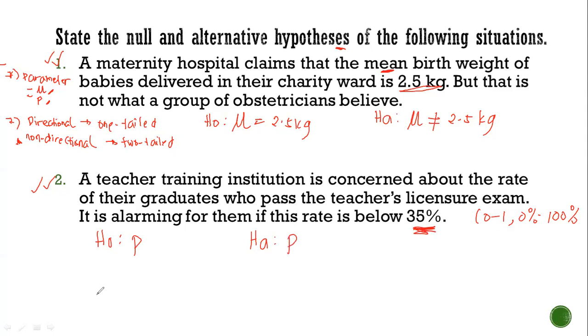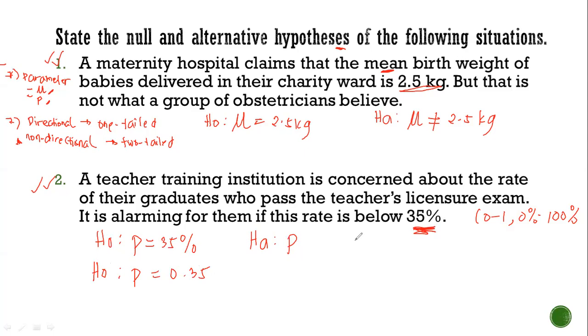Alam na natin na P. Susunod, ang ating H0 is always equal. Ha? Isipin natin, equal yan lagi. Kung babalikan nyo yung previous na slides, which is our 35%. P is equal to 35% or you can also write it in decimal value. Ikaw ang bahala. P is equal to 0.35. Pwede.